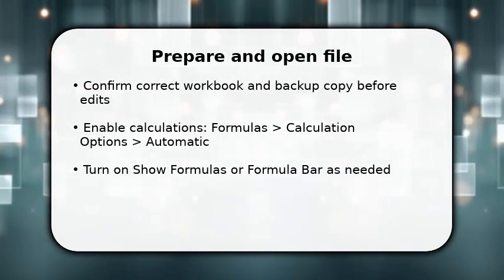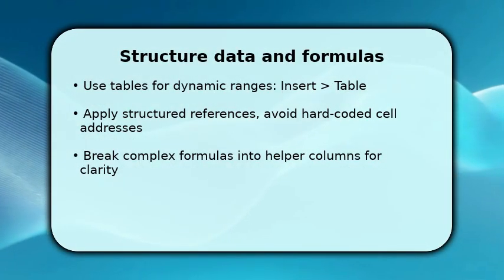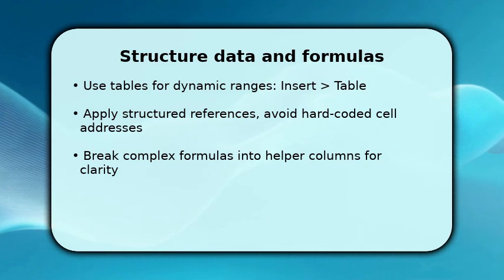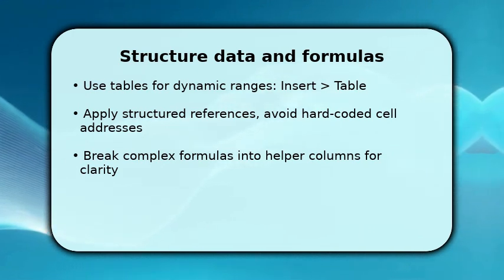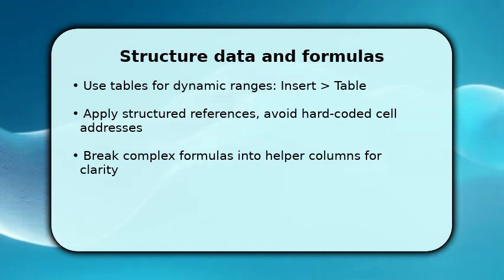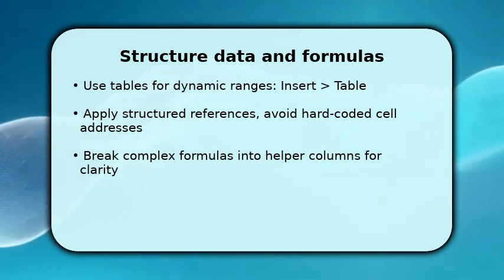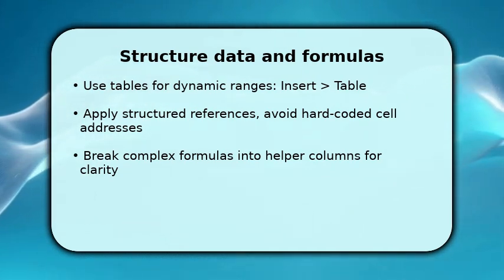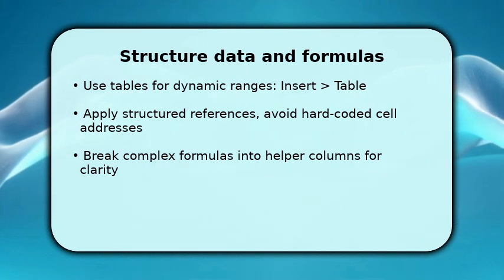Now you shape the data. Convert ranges to tables to get dynamic headers and easier formulas. Then write structured references rather than fixed cell addresses. This keeps formulas resilient when rows move. When a calculation is complex, split it into helper columns so each step is testable and readable. Use consistent formats, apply data validation where needed, and add a few sample rows to confirm logic. This middle work reduces debugging and makes later automation easier.